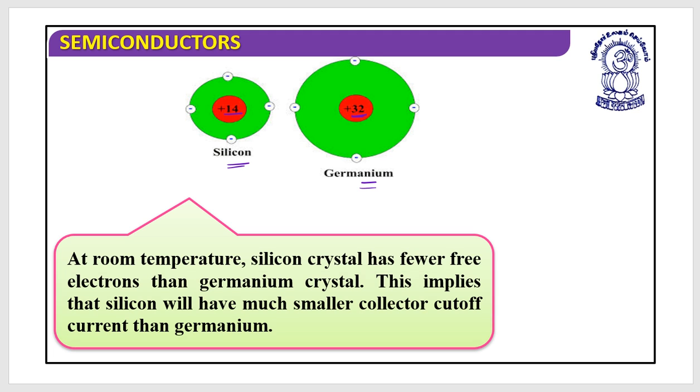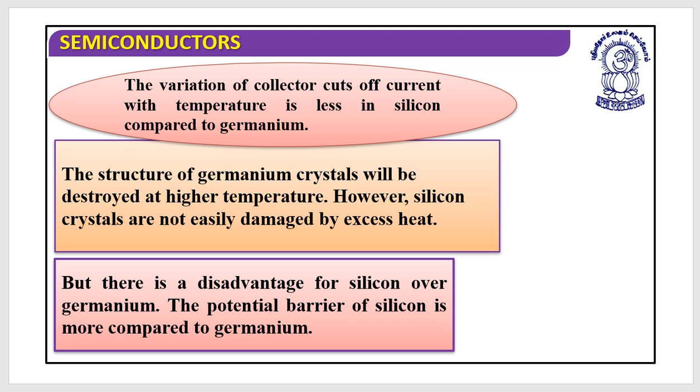As you can see, their last shell has 4 electrons, and this is the same for both elements. So at room temperature, we are comparing silicon and germanium to decide which should be used. At room temperature, a silicon crystal has fewer free electrons than a germanium crystal, and this implies that silicon will have a much smaller collector cutoff current than germanium. Second, the variation of collector cutoff current with temperature is less in silicon compared to germanium.